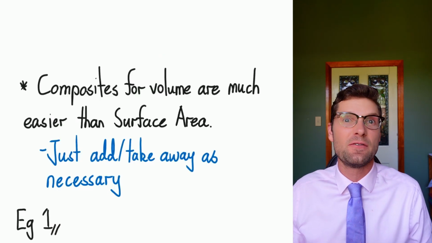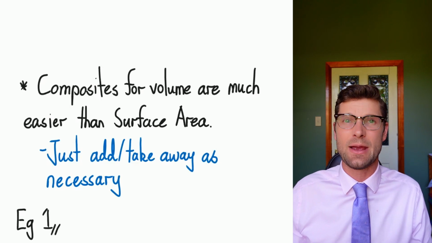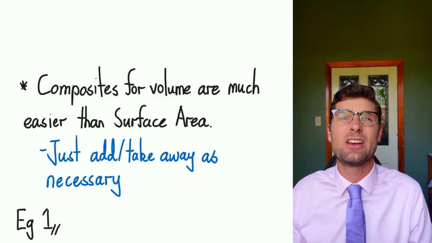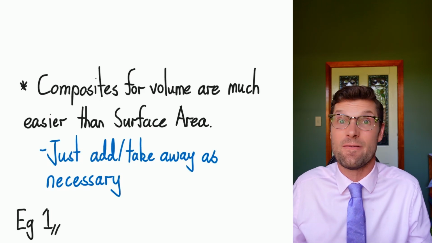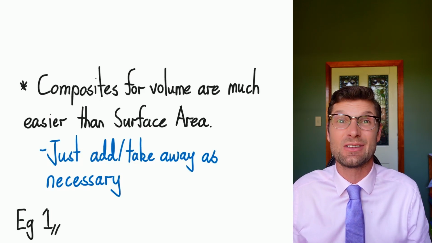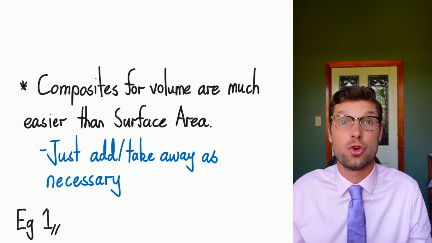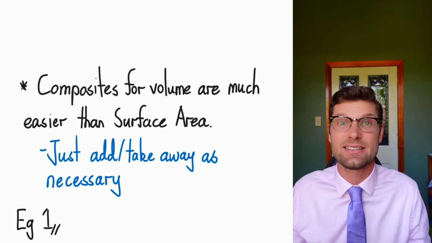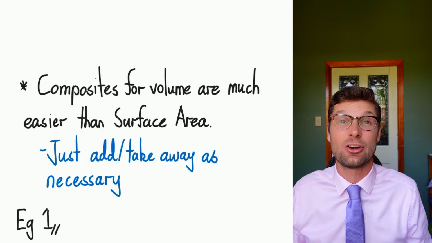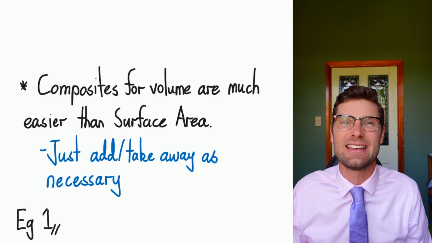In previous lessons, we've looked at the surface area of composite shapes, and these were quite a lot harder because we have to account for some overlap. But for the composite volume, it's actually really easy. All we have to do is identify the two shapes that are there, and then we have to add or minus them as necessary. So the maths is actually incredibly easy, and we're going to see two examples right now.